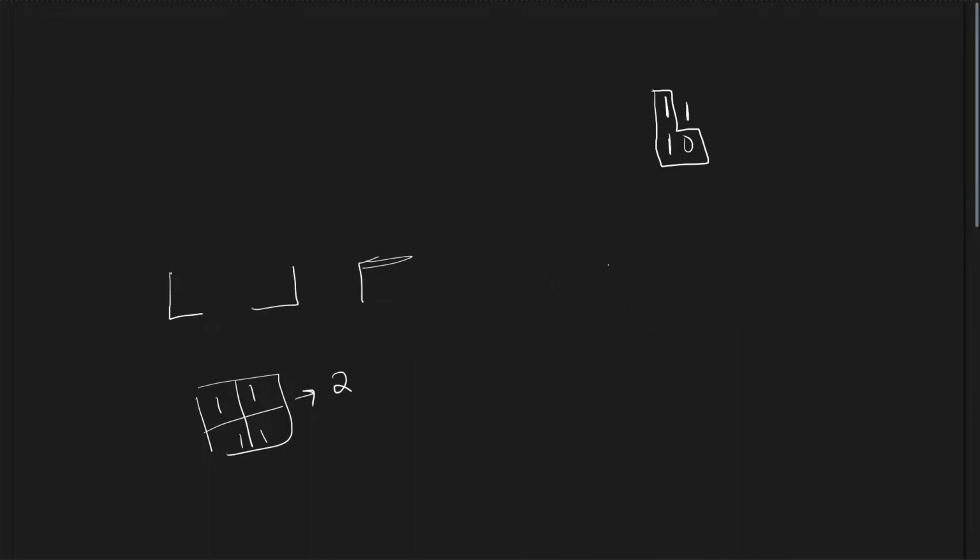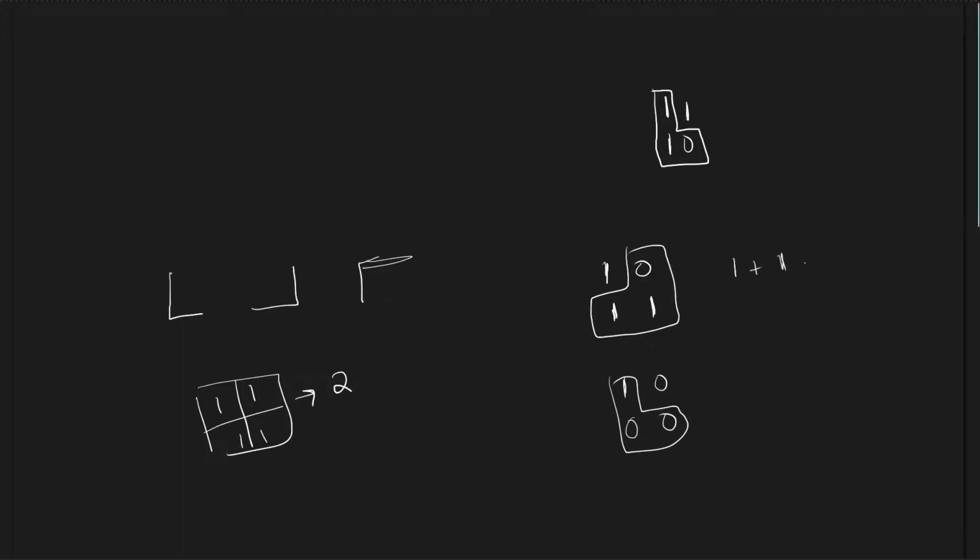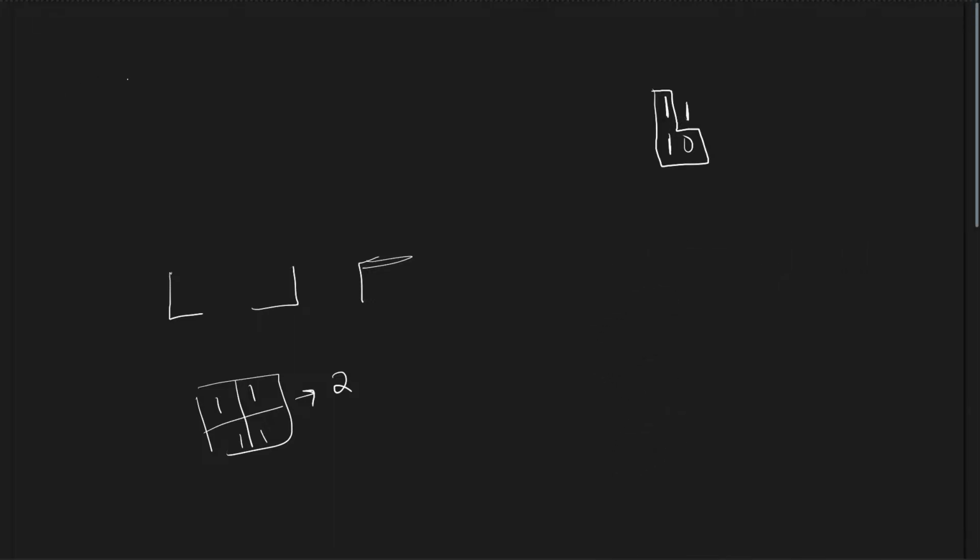Now what happens if 3 of them are 1? Let it be like this. In this particular case, I can select this shape first, and the remaining grid will be like this. Then I can select this. So the final answer will be 1 plus 1, that is equal to 2. So if there are 4 ones present in a 2 by 2 grid, the answer will be 2. If there are 3 ones present in the grid, the answer will be 2.